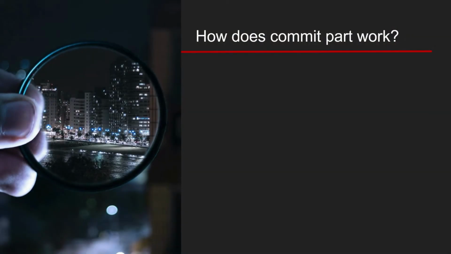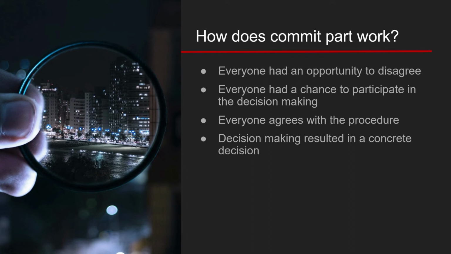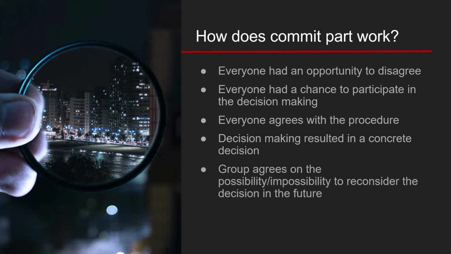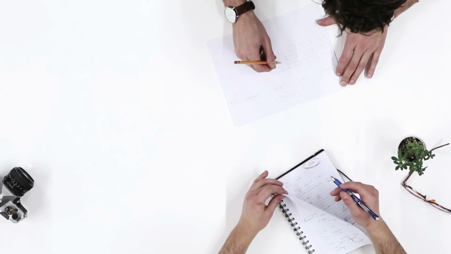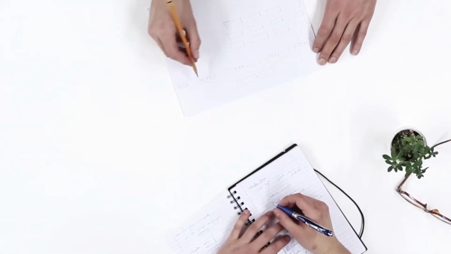Finally, here comes the commit part, which could happen naturally if steps 1 and 2 were executed properly. Commit suggests that once everyone had an opportunity to disagree, everyone had a chance to participate in the decision-making procedure, and everyone agrees with the procedure. Decision-making procedure resulted in a concrete decision, and group agreed on the possibility or impossibility to reconsider the decision in the future. Group will execute the decision, including those who originally disagreed with it. Of course, there is a little caveat.